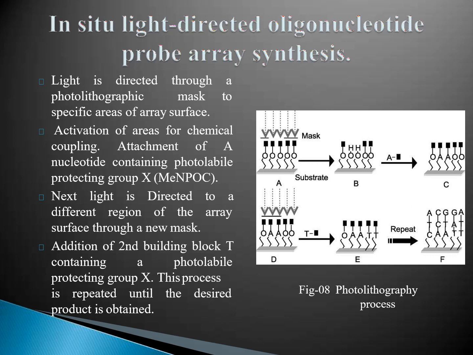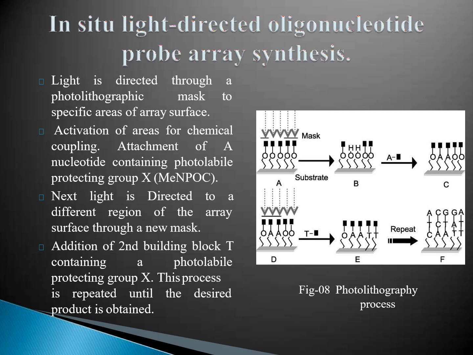The next is manufacturing or synthesis of in situ oligonucleotide array. Now this process is light directed, and that's why it is called the photolithography process. Here you can see in this diagram, the glass slide is coated with some kind of organic material like polylysine, where nucleotides can be covalently attached. But the functional groups are coated with a photolabile protecting group X, called MENPOC. It's an organic chemical which is photolabile. So whenever the light hits this photolabile protecting group, it will be removed and the functional group will be exposed.